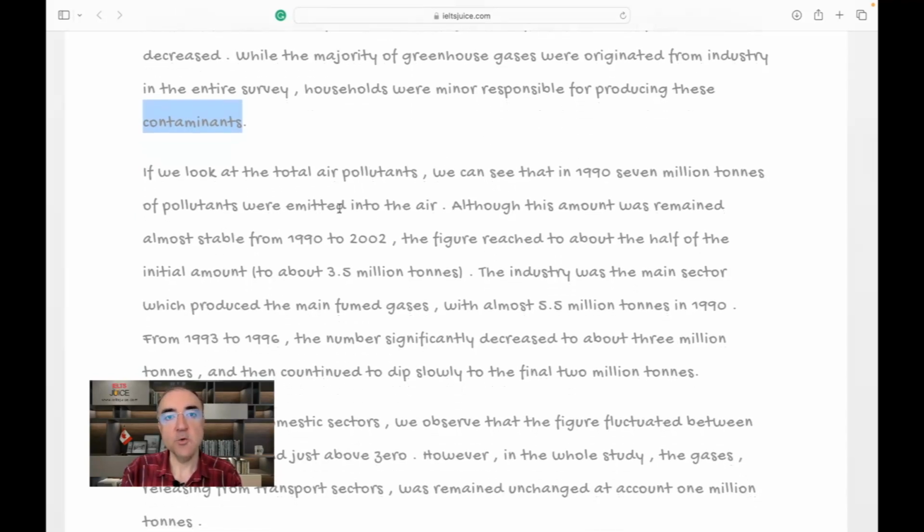If we look at the total air pollutants, we can see, all present simple, that in 1990, 7 million tons of pollutants were emitted into the air. Now that's, you see, that's very good control over the tenses. So the report completely knows when to use present simple and when to use past simple.